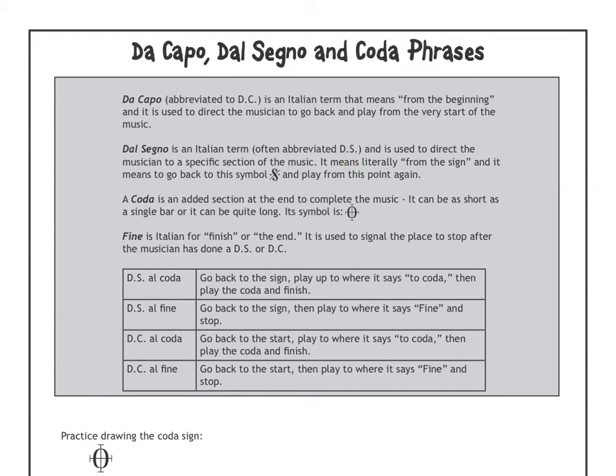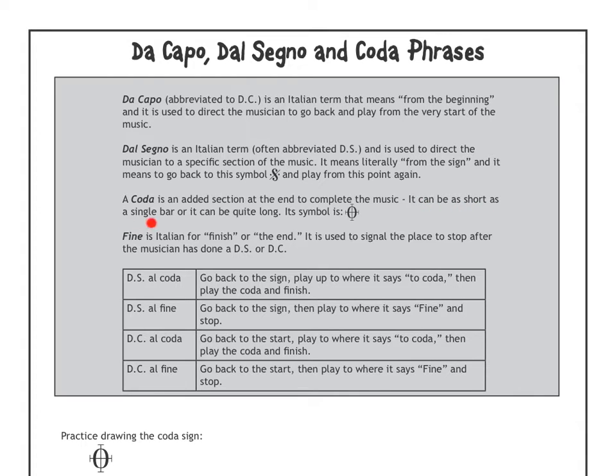Often abbreviated to DS, it is used to direct the musician to a specific section of the music, a specific point in the music. It means literally from the sign, dal segno, from the sign. And it means to go back to that symbol, that funky looking S with a percent sign, and play from this point again. Then a coda is an added section at the end to complete the music.